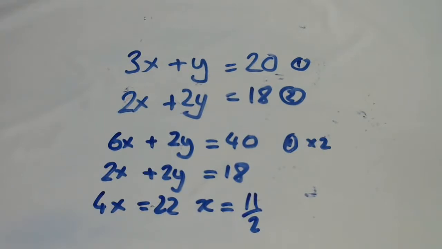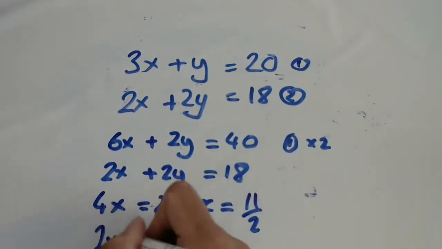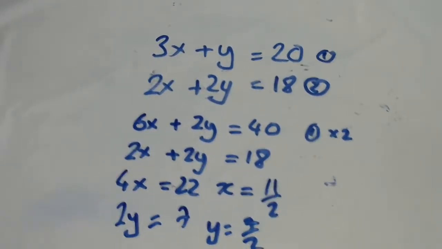So if you've got 11 over 2 for x, that's going to be 11 plus 2y. So 2y equals 7, so y equals 7 over 2. Those are your final answers, right? That's just doing the math that you're familiar with, just solving equations.